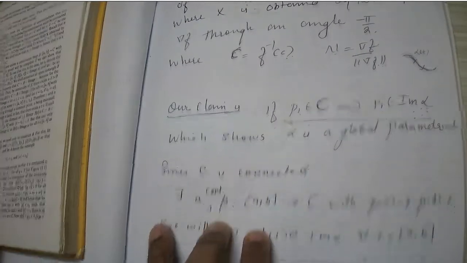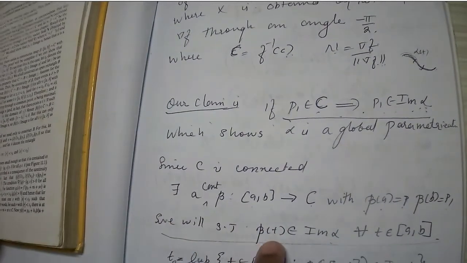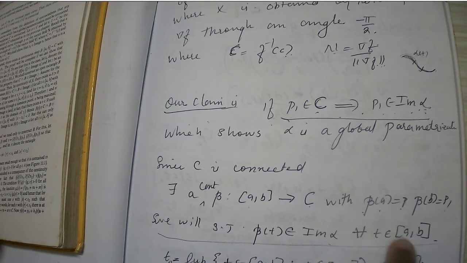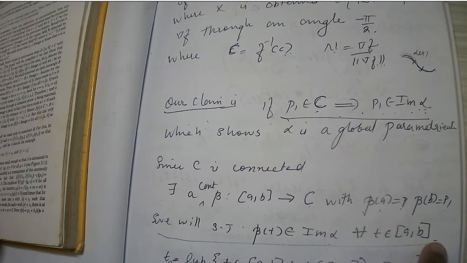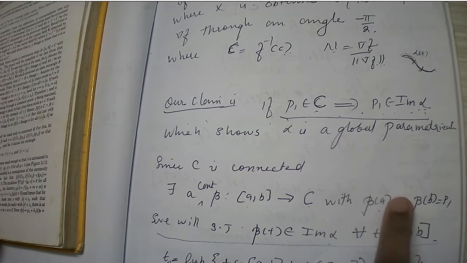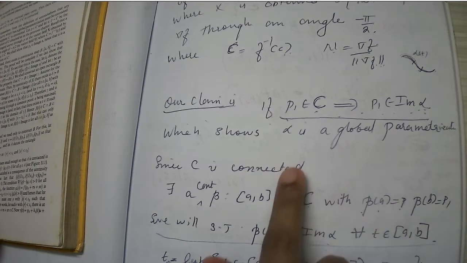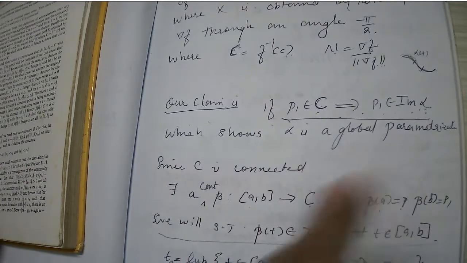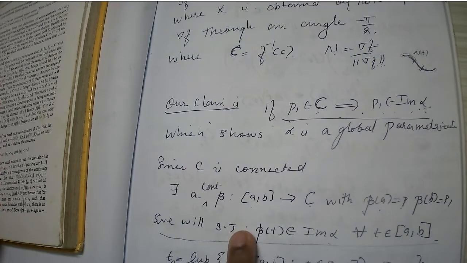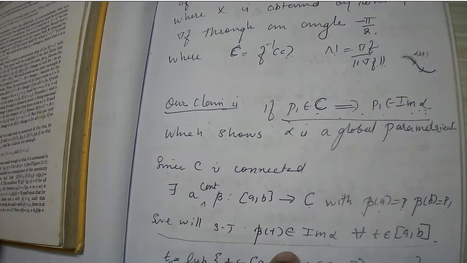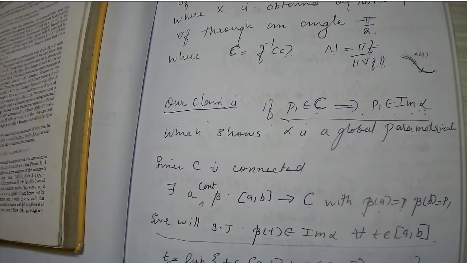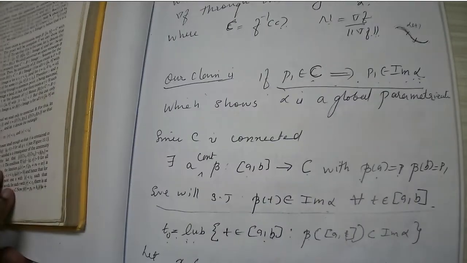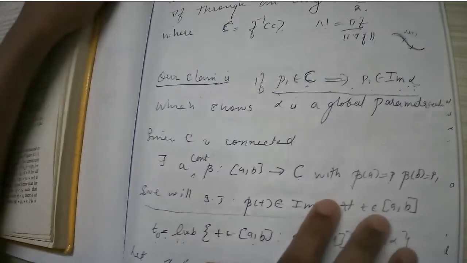Now we will prove that beta of t is an element of the image of alpha for all t in the closed interval [a, b]. That is what we have to prove. If you consider any point P1 from your curve C, the complete map beta lies in the image of alpha. That means alpha will give you a global parameterization. This is the concept. So for that we are constructing a rectangle.